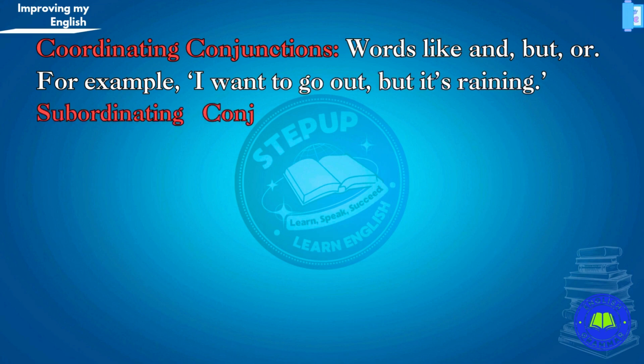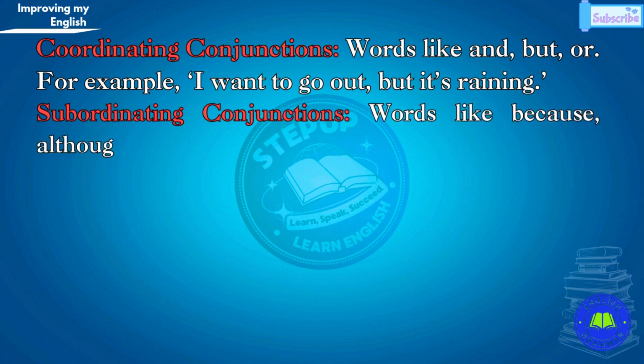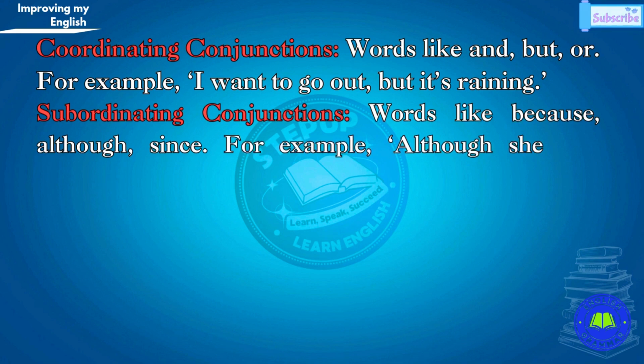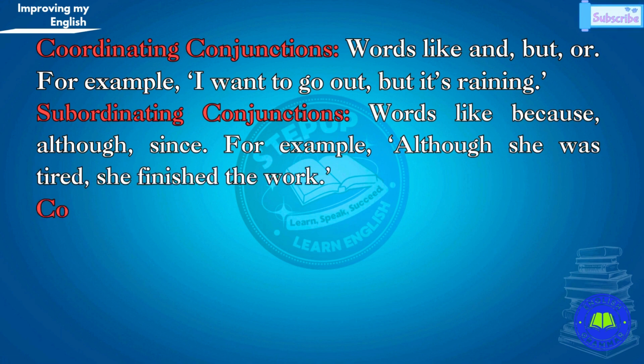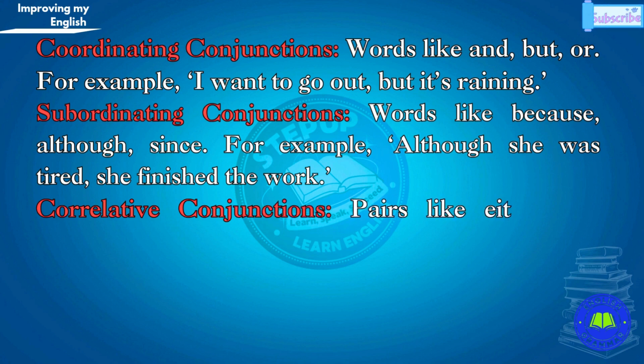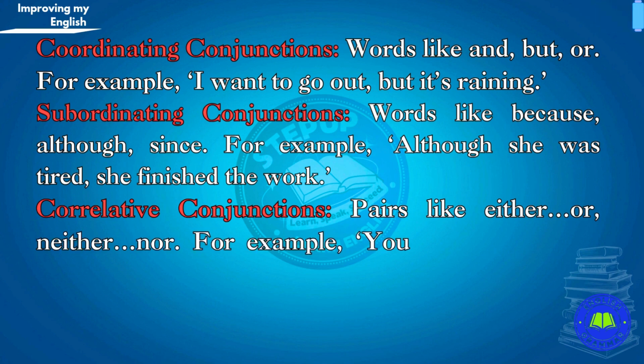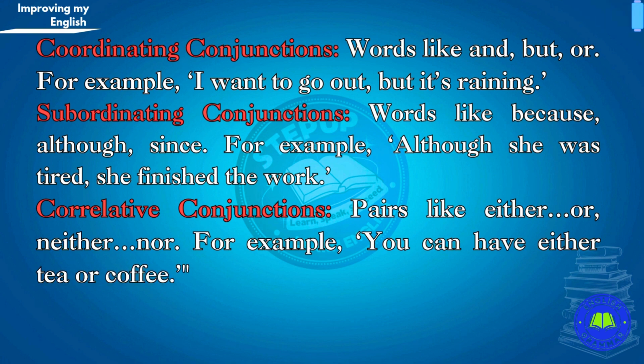Subordinating conjunctions. Words like because, although, since. For example, although she was tired, she finished the work. Correlative conjunctions. Pairs like either, or and neither, nor. For example, you can have either tea or coffee.